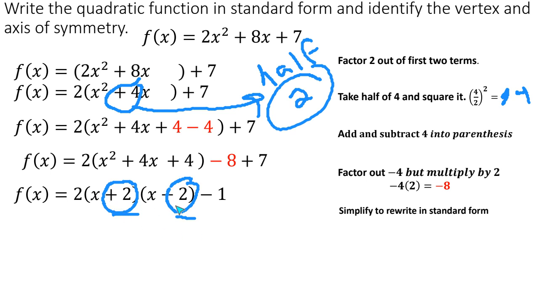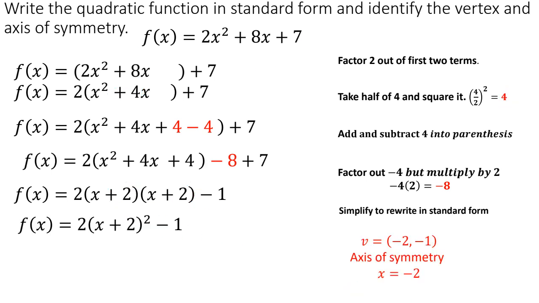So now that these are the same, I can put them together. I can rewrite the problem as x plus 2 and x plus 2. I can write it as x plus 2 squared. And so now my vertex is going to be the opposite of my plus 2, which is negative 2. And then I have my negative 1 for my k. My axis of symmetry is always the x coordinate of the vertex. In this case, x is going to be negative 2.